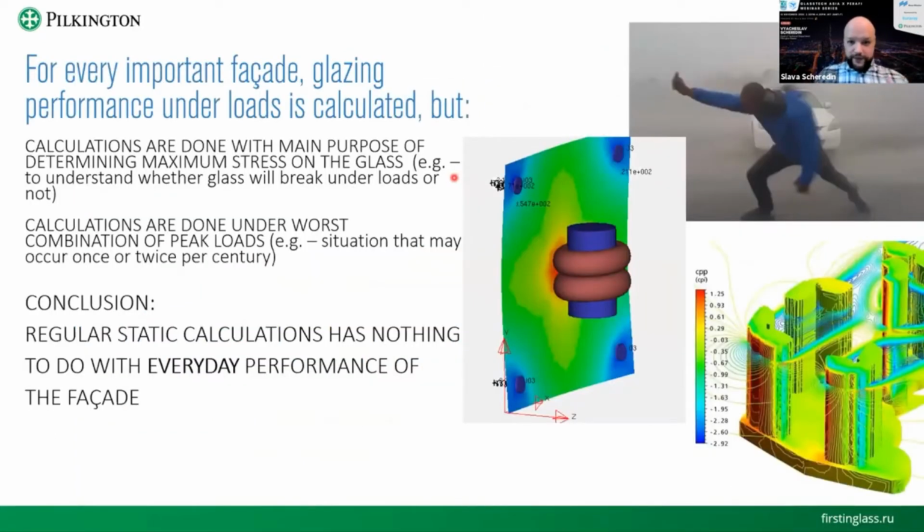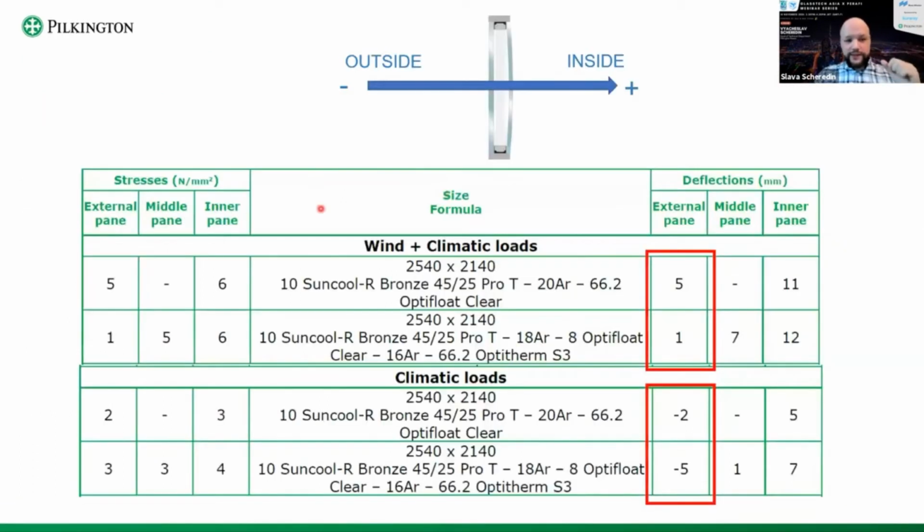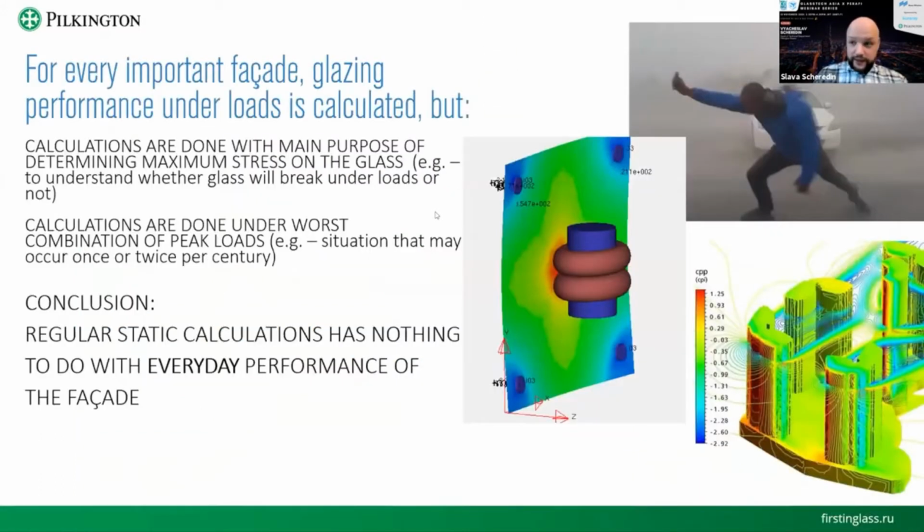So to sum up the first part, regular calculations are done under maximum loads, under worst-case conditions, and they give you completely different results. To get back one slide, the most important thing in every peak load calculation is glass stress, meaning we are estimating glass breakage. And the glass breakage and the conditions under which it happens are not valid for our estimation.